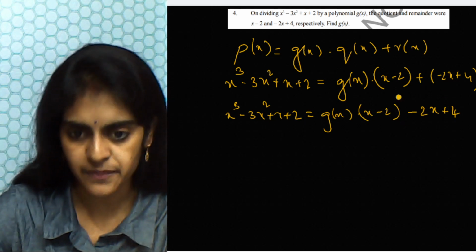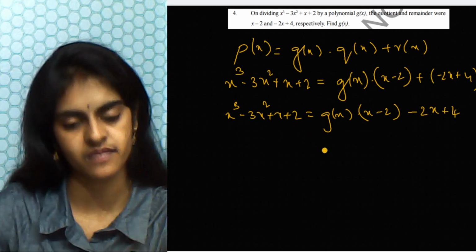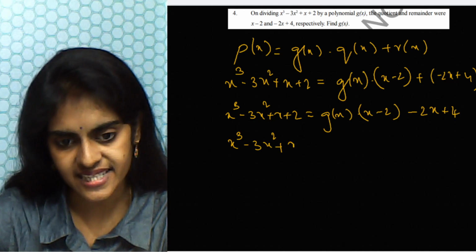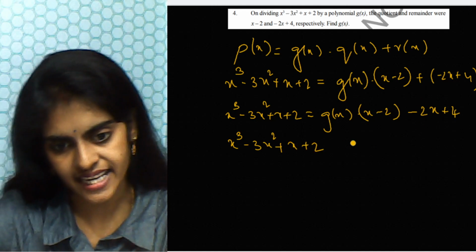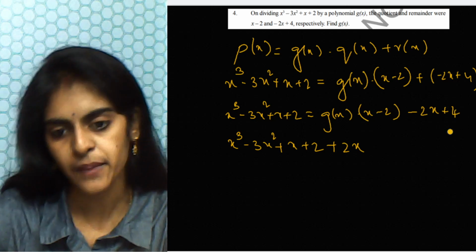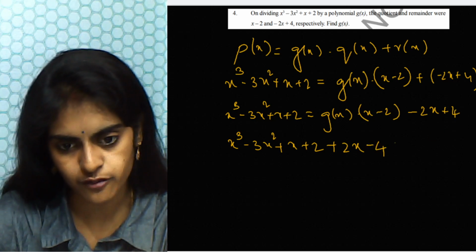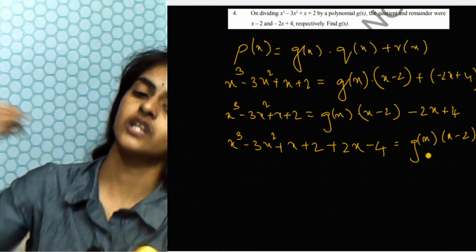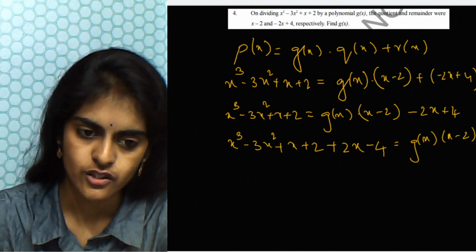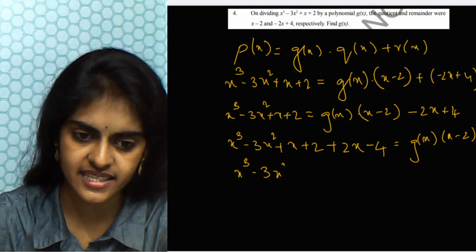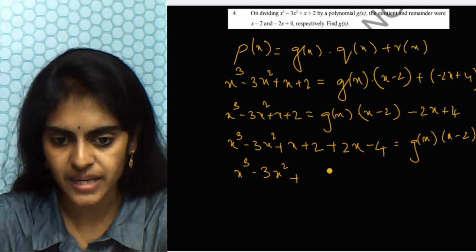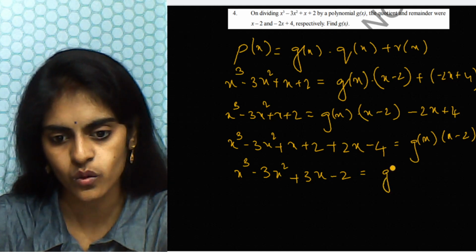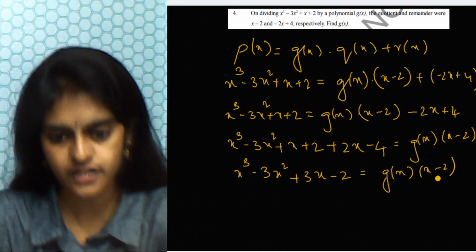Clear? Now let me take these two terms to LHS. So what does it become? It becomes x cube minus 3x square plus x plus 2, minus 2x, taking it to LHS becomes plus 2x, plus 4 coming to LHS becomes minus 4 is equal to g of x into x minus 2. Clear? So now let us just simplify this side. So it is x cube minus 3x square plus x plus 2x is nothing but 3x, plus 2 minus 4 gives you minus 2, equal to g of x into x minus 2.